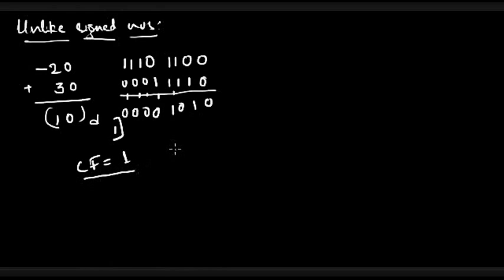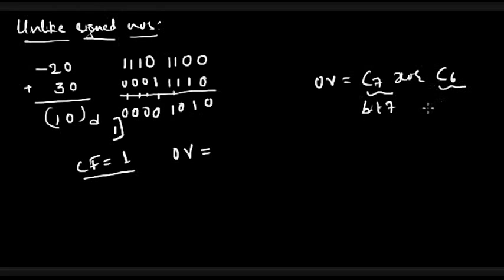And we have got one more flag here, which is overflow flag. Overflow flag is C7 XORed with C6. C7 is carry out from bit position 7 and C6 is carry out from bit 6. If we see it here, there is a carry out from this position and there is a carry out from this position. So here overflow flag is set to 0.